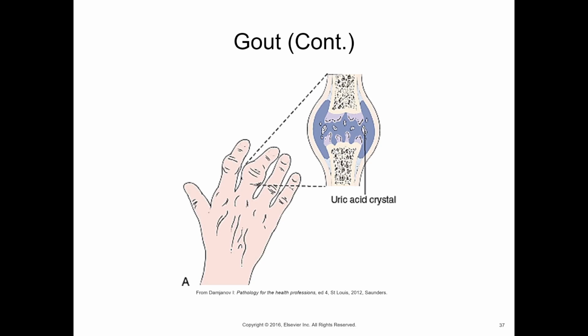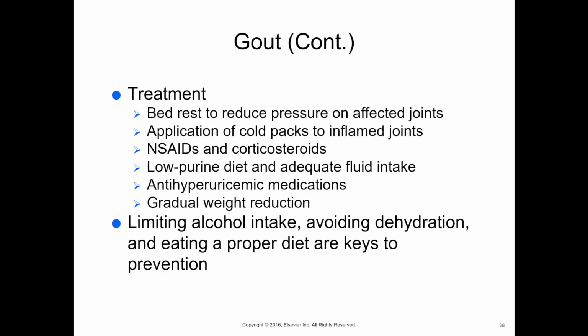But gout also has a rather stereotypical look. As you'll see here, this shows a hand and a proximal interphalangeal joint, but the most common joint affected by gout is actually the first metatarsophalangeal joint.